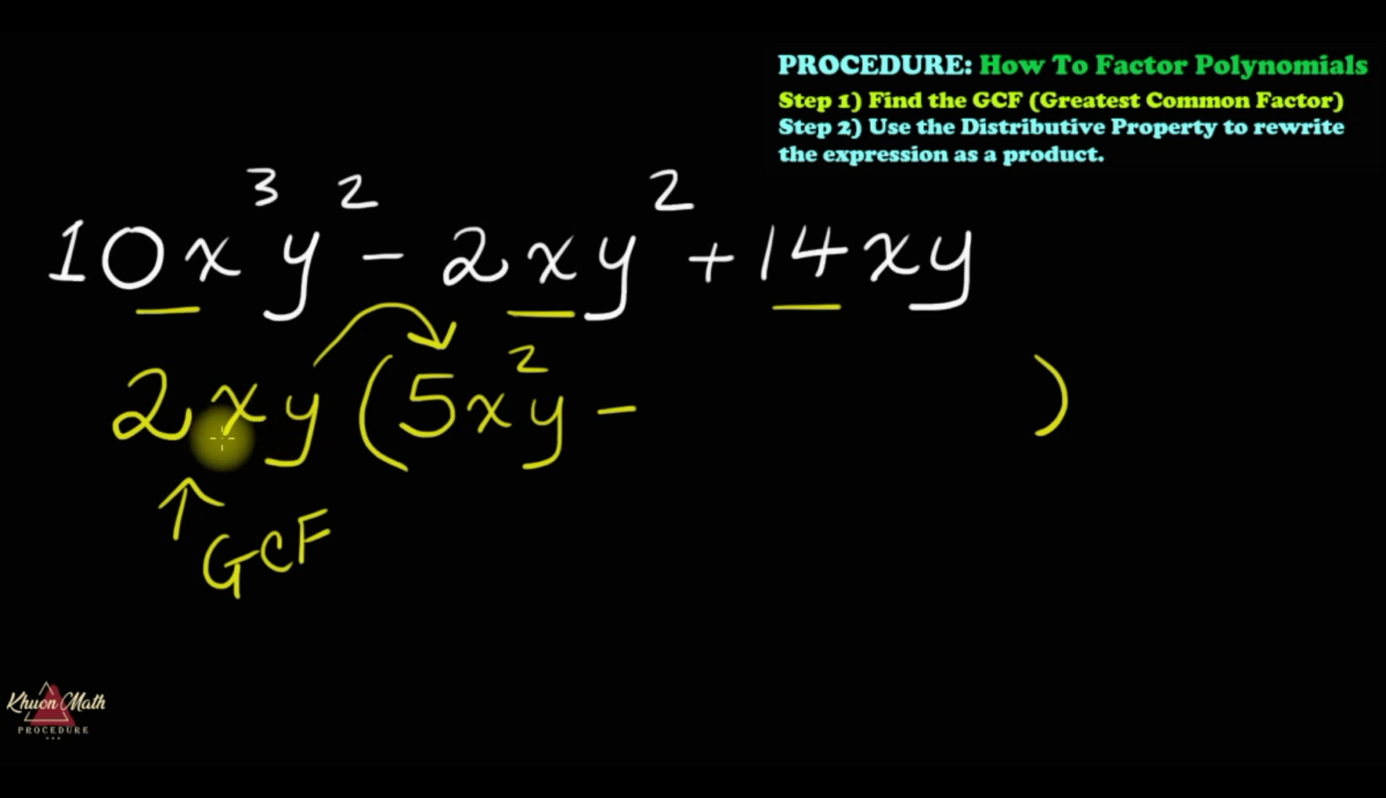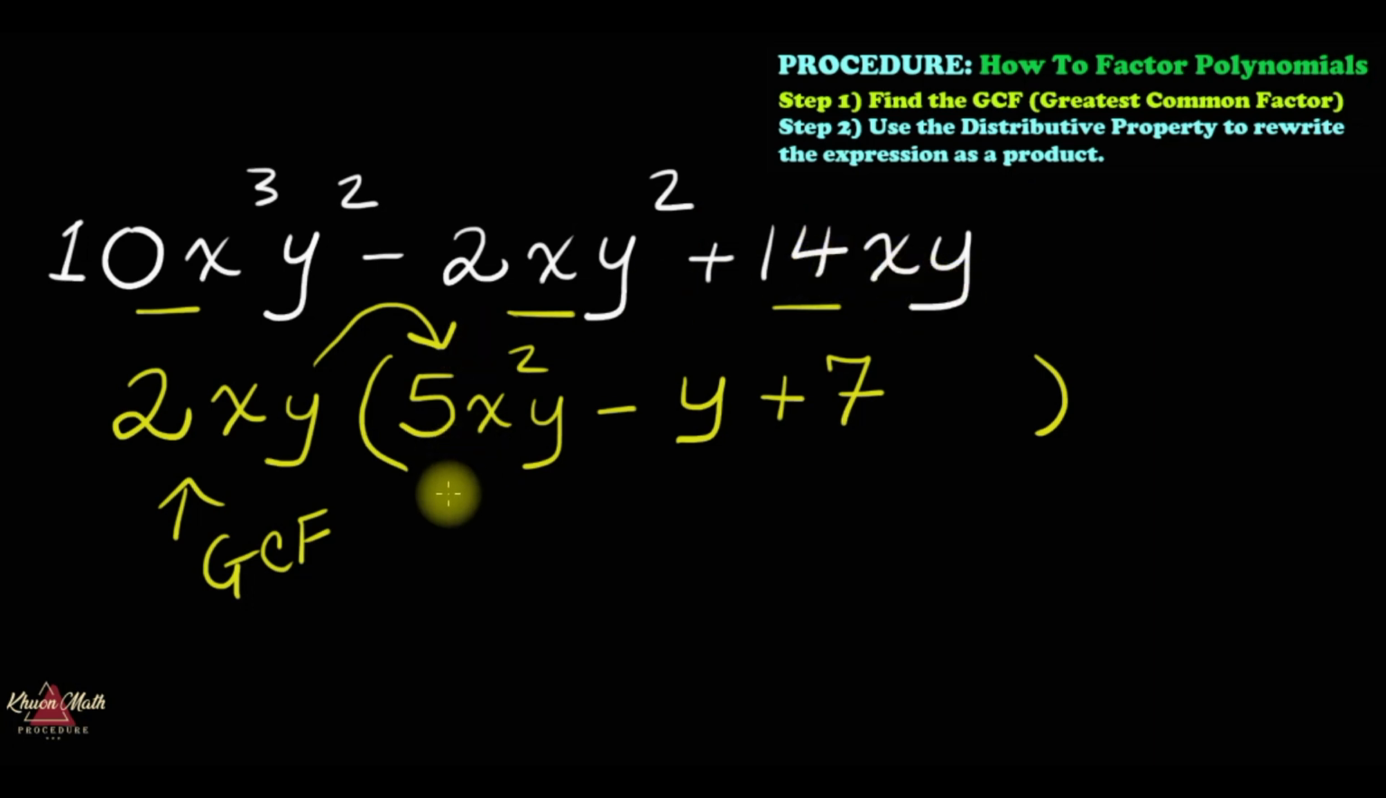Let's look over here. 2xy goes into 2xy squared. Looks like you're just going to end up with a y. And then 2xy goes into 14xy. Looks like 2 goes into 14 7 times. And then xy is just going to be 1. xy goes into xy 1 time.